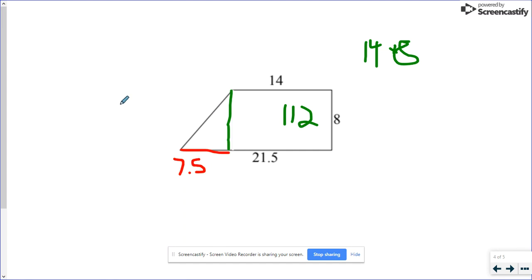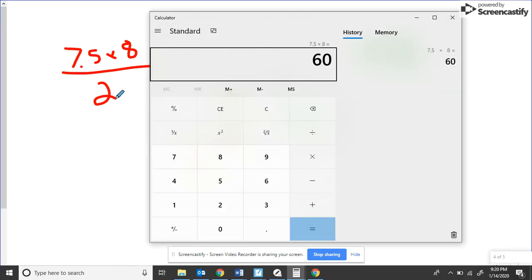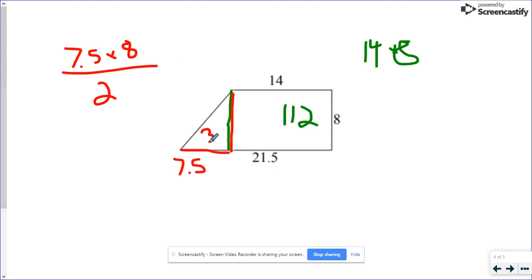Now I can just use my formula. My base is 7.5, my height right here is 8, and I'm going to take all of that and divide it by 2. So 7.5 times 8 divided by 2 gives me 30. So this part is 112, this part is 30, and if I put those 2 together and add them, I get 142 for my total area.